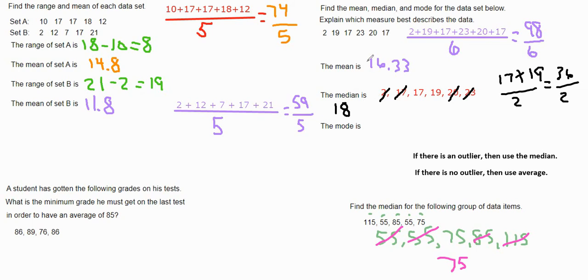Mode, of course, is the number that comes up the most. You could have more than one mode, and you could also have no modes if none of the numbers come up. But we can see that 17 here comes up twice, so that would be our mode.